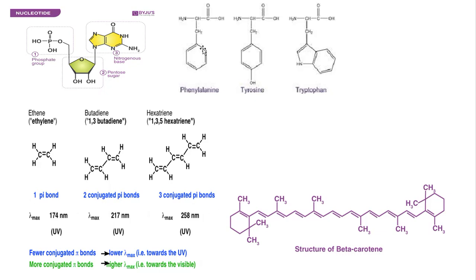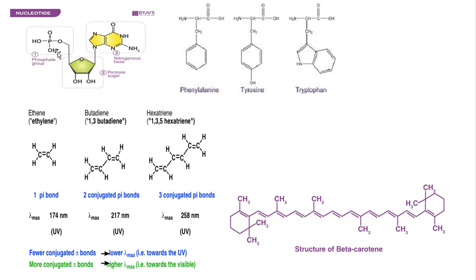Now we'll go one by one through which compounds show UV visible spectroscopy activity. First I have shown here a nucleotide, consisting of a phosphate group, pentose sugar and a nitrogenous base. Now I told you about conjugated bonds. The nitrogenous base has a ring with conjugated bonds. So in the DNA, the nitrogenous base contributes to the absorption in the UV region.